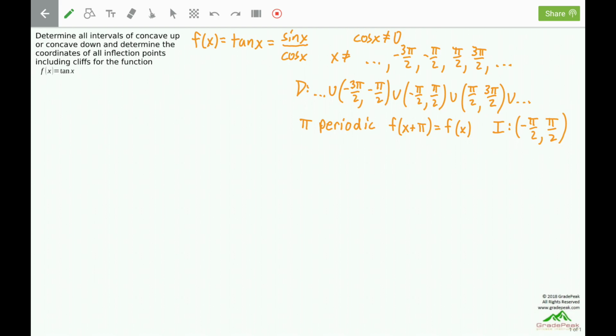The next thing to do is find all candidate numbers within this interval. We need the second derivative. We will start with the first derivative. The derivative of tangent is secant squared. We can rewrite that as secant of x and then quantity squared to help us for the second derivative.